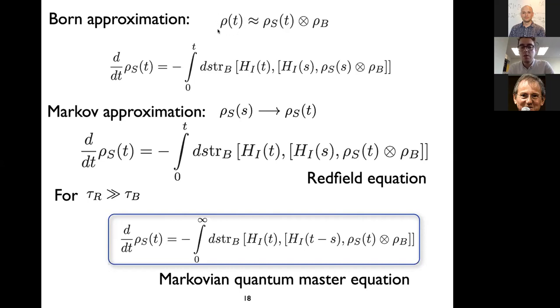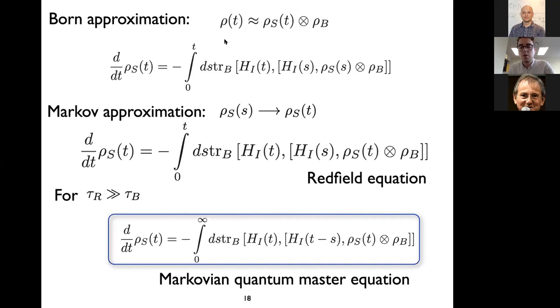the total density matrix of our total system plus environment at some time t in the following way. So we're assuming that at some time t these are uncorrelated, and that the state of the reduced density matrix of our environment basically remains static in time.